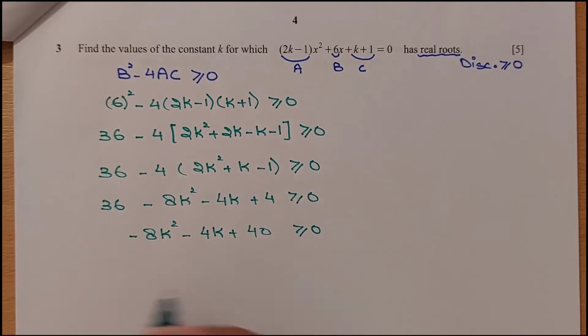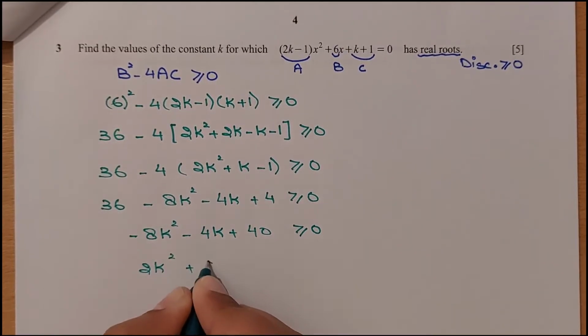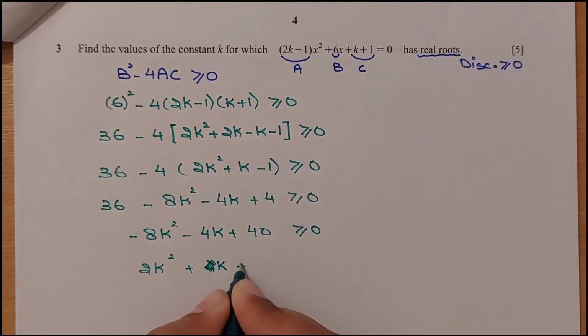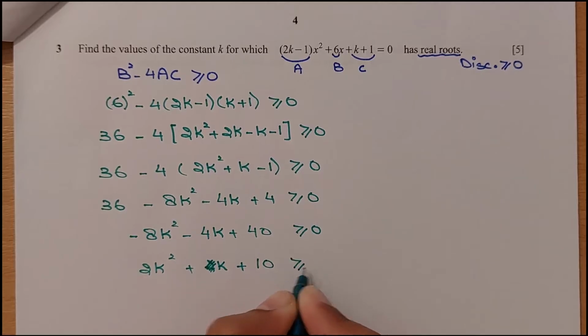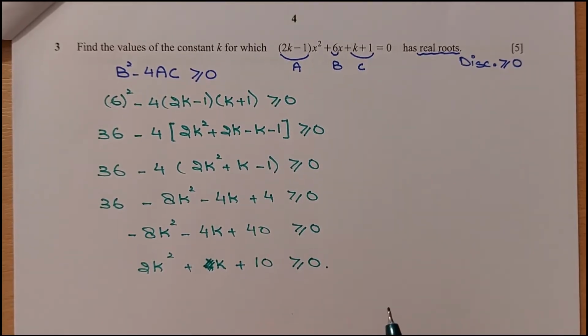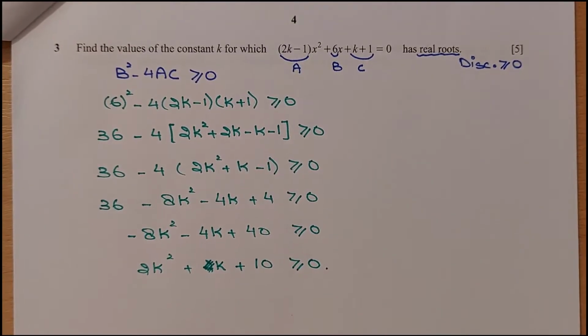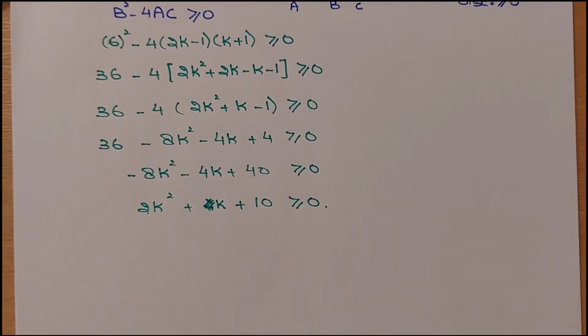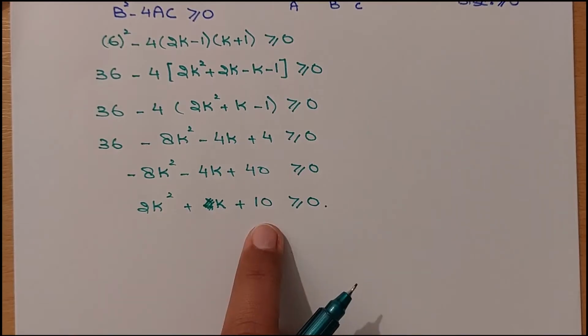Dividing by minus 4 throughout the equation, 4 times 2 is 8, so 2k square plus 2k, sorry, plus k, because we're dividing by 4, and then 4 times 10 is 40, is greater than or equal to 0, right? So we have an equation 2k square plus k plus 10 is greater than or equal to 0. So that is a quadratic equation. Let me solve, factorize this. 2 times 10 is 20.